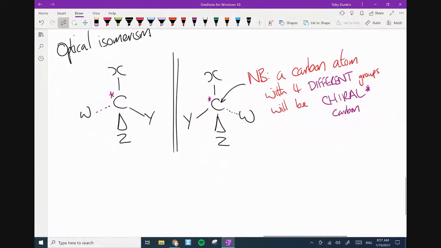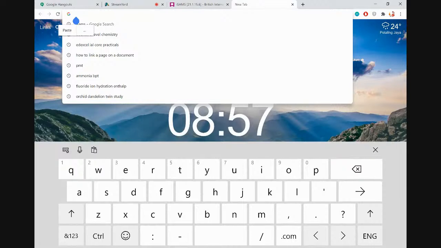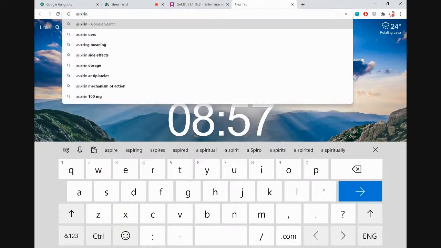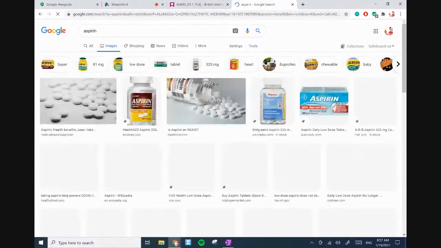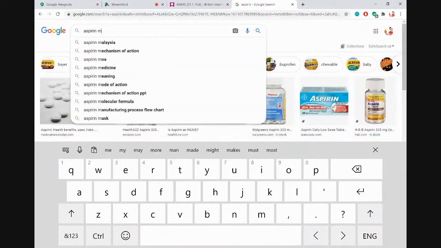So at this point, I think it's worthwhile having a look at some drugs. Let's do some drugs. Okay, that was a bad sentence. Didn't mean that to come out quite like that. Let's just have a look at some drug molecules. So let's do aspirin. It's nice and easy. Images. I just want them. Oh, of course, it's just a molecule. Better.